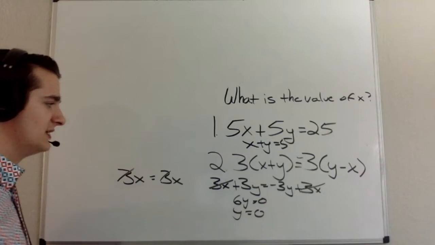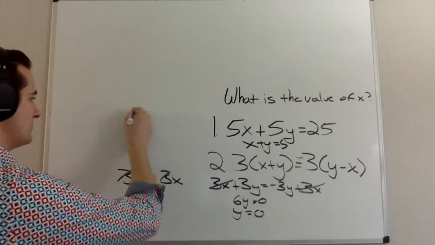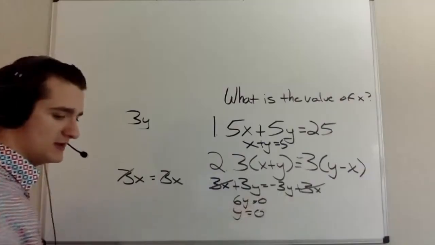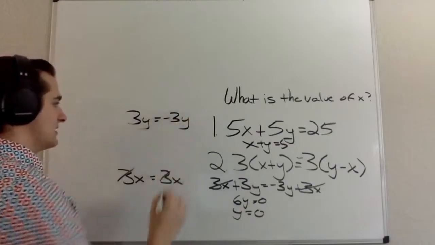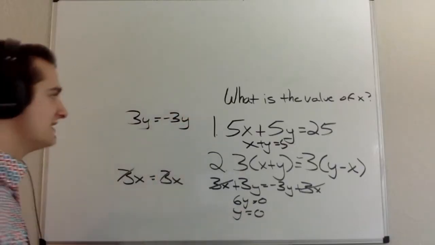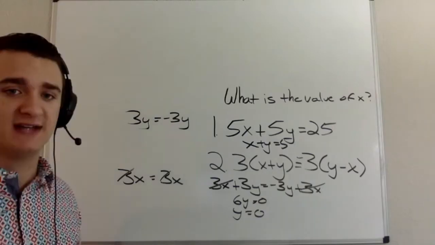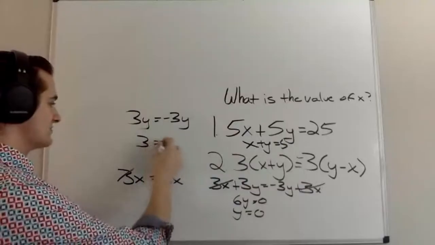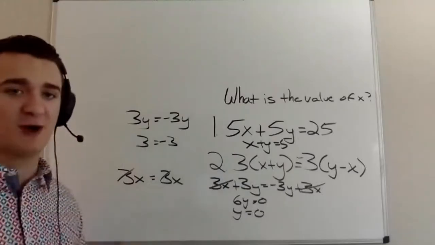One other thing to note here, a common mistake that we see students make is when you get to the point where you say that 3y is equal to negative 3y. Oftentimes the biggest mistake that I'll see students make is that they divide both sides of this equation by y. And they say, well, I divide both sides by y, the y's cancel, and 3 is equal to negative 3. But wait, that's a little bit of a problem.